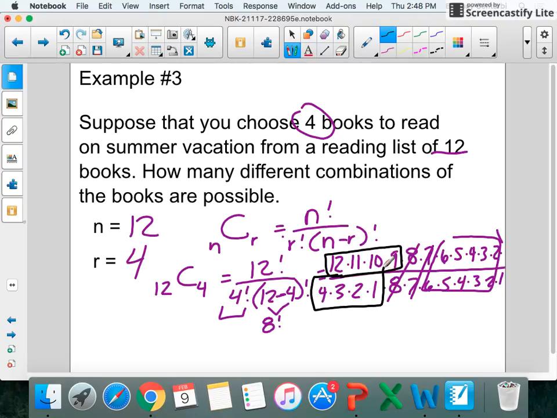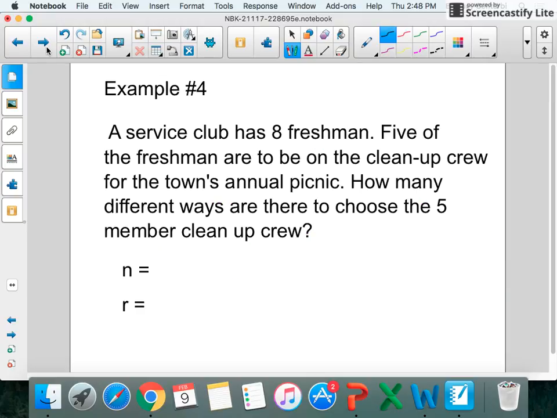And so that gives me 11,880 on top divided by 24. And if we simplify that, you get 495 different ways. So combination is a little bit more confusing. You definitely want to make sure you write your answers out for that one.